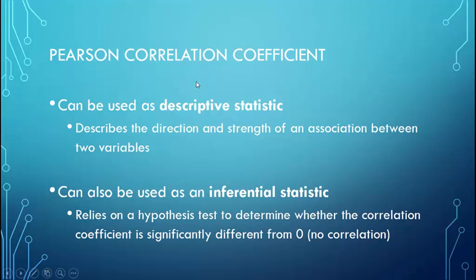So the Pearson correlation coefficient can be used as a descriptive statistic, just like what we did. Basically, you can interpret that r and say something about your sample data, that there's a positive or negative correlation and how strong it is. But it can also be used as an inferential statistic, which is what we're going to talk about now, meaning we can do a hypothesis test on that correlation coefficient to say, we know what the relationship is in our sample, but do we think that relationship would hold up in the population?